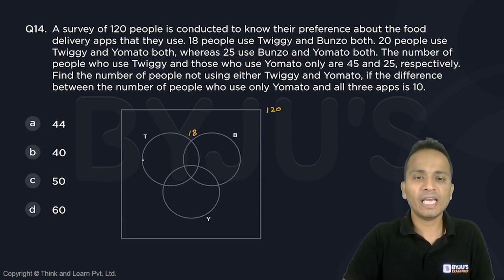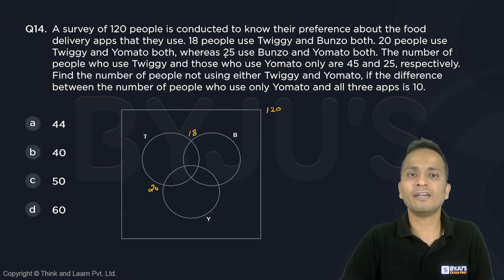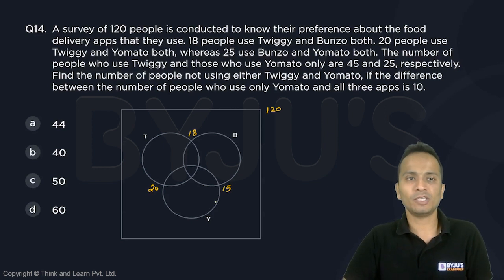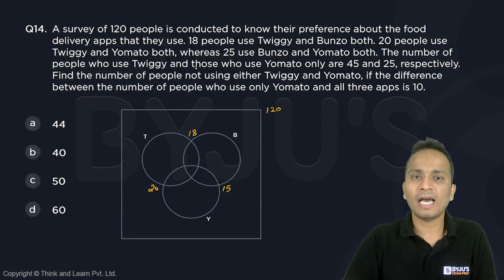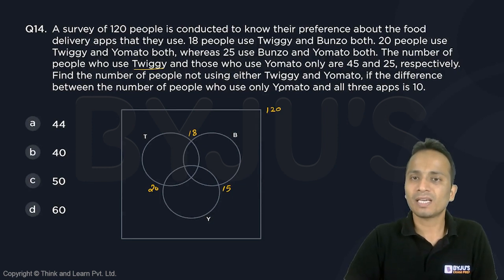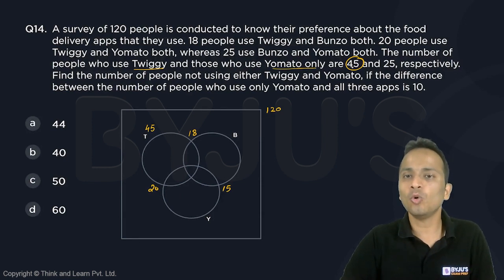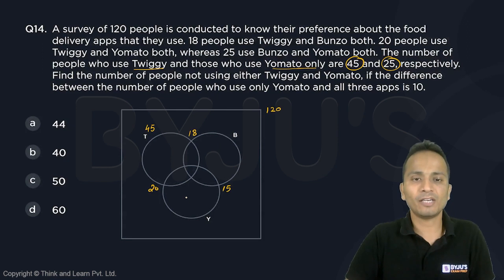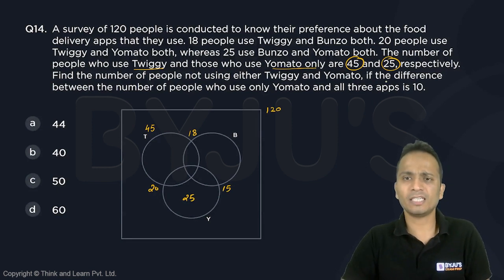20 people use Twiggy and Yamato. So this is 20, and 15 Bunzo and Yamato both. The number of people who use Twiggy, and those who use Yamato only. So Twiggy complete is 45. So this is 45. And Yamato only is 25. Done. Find the number of people not using either of Twiggy and Yamato. I'll look at it later on.